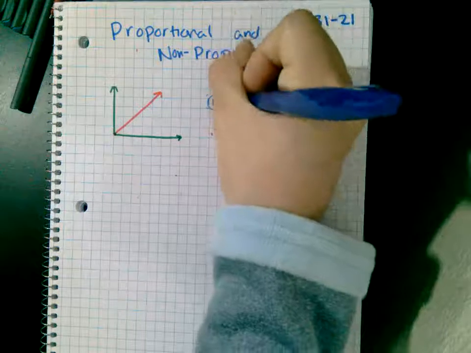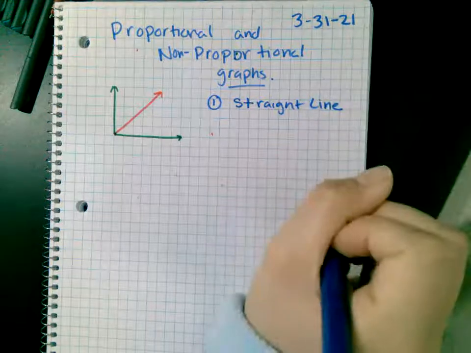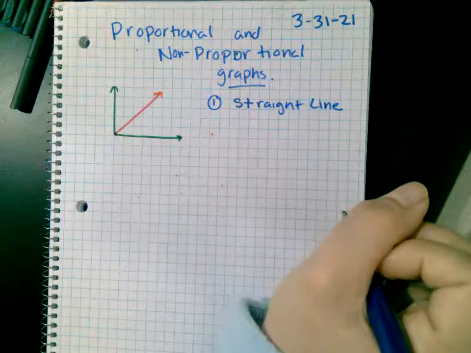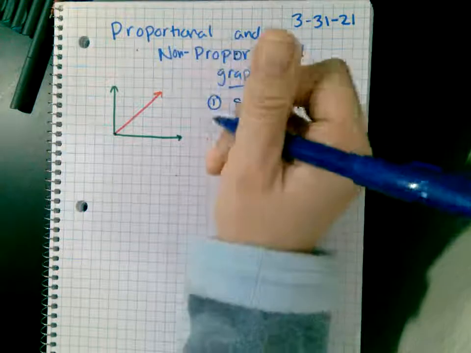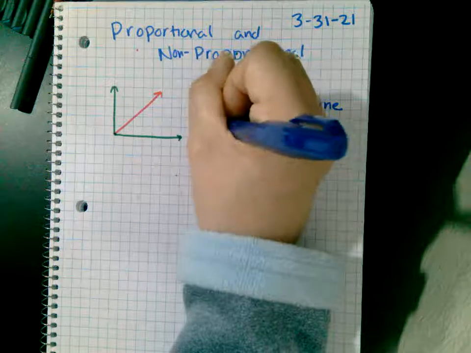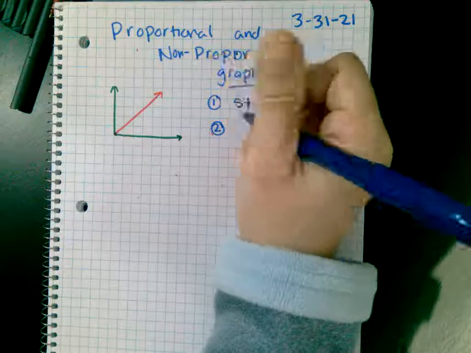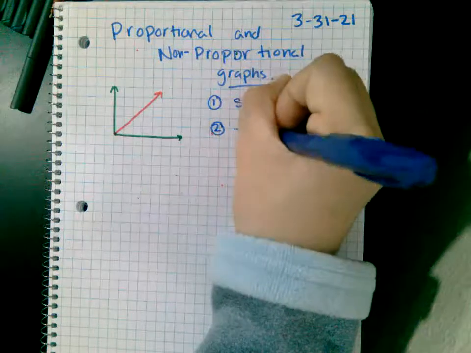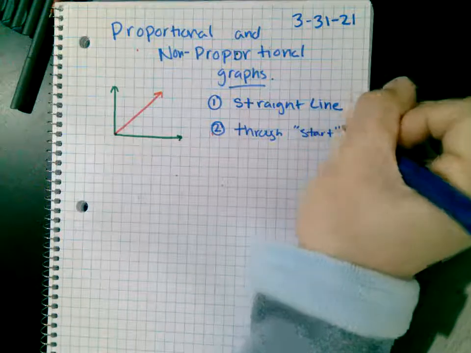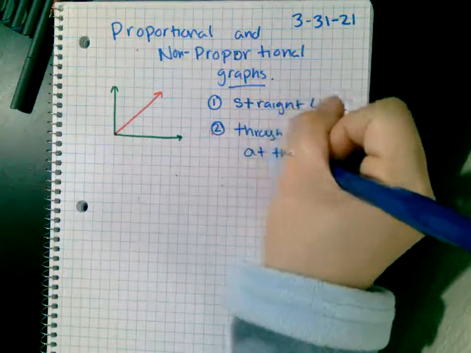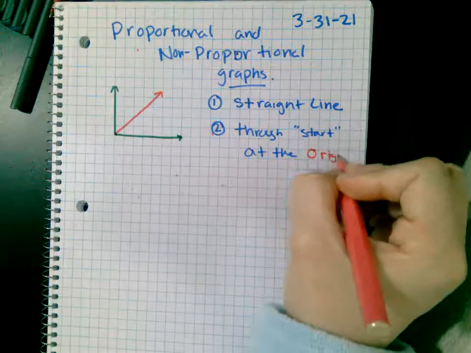So it's a general statement that for a graph to be proportional, it must be, number one, a straight line. Have you graphed a line in this class for the last 15 days that hasn't been straight? No, they've all been straight. Number two, the second thing that it must have, it must go through or start at the origin.